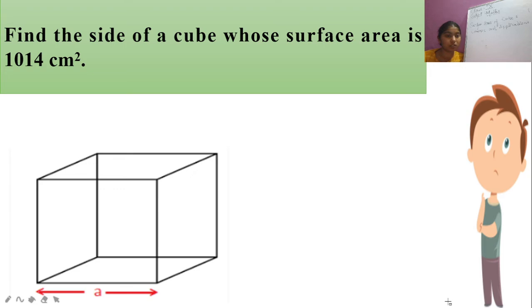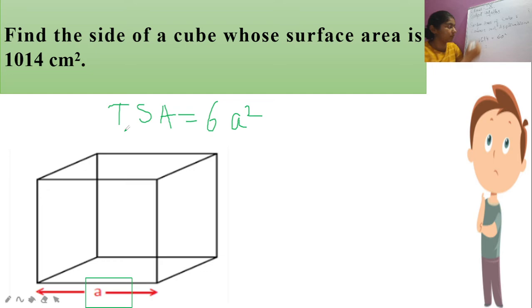So our total surface area is given to us. Let's consider this side as a, because we don't have the side, so we consider a. So what is the formula for the total surface area, TSA, for a cube? That is 6a square, right? So we have TSA, that is 1014 equal to 6a square.